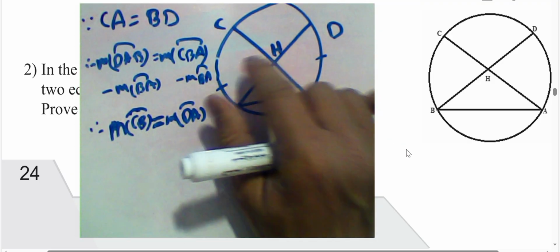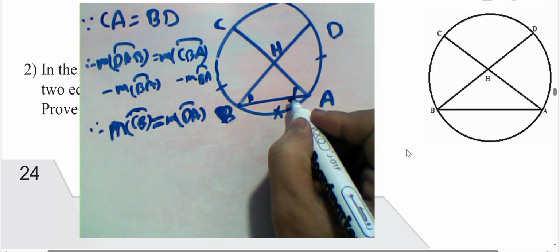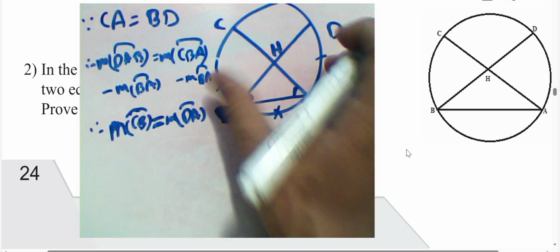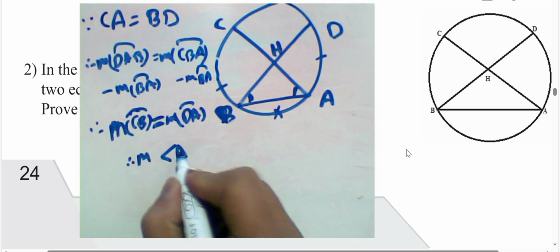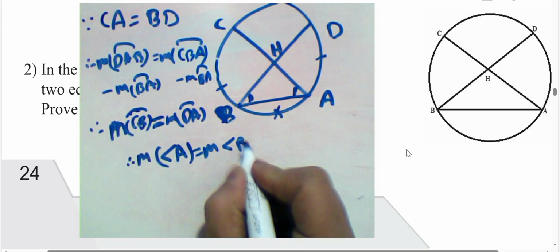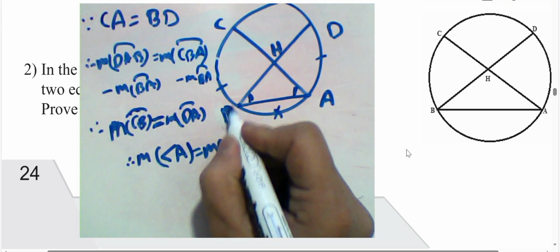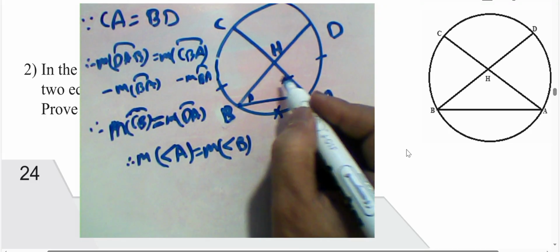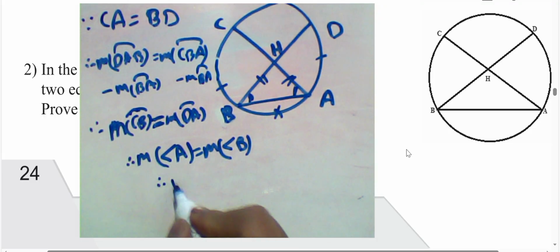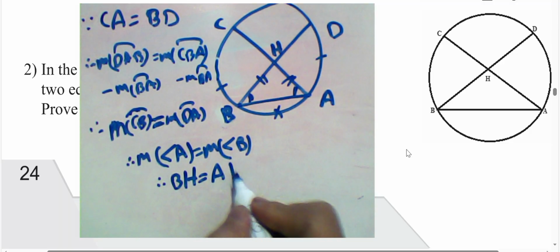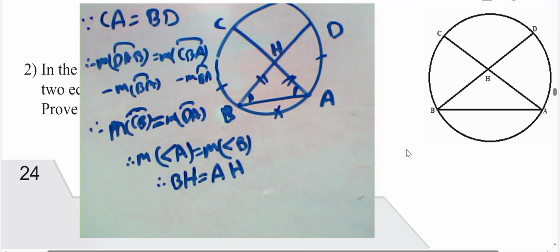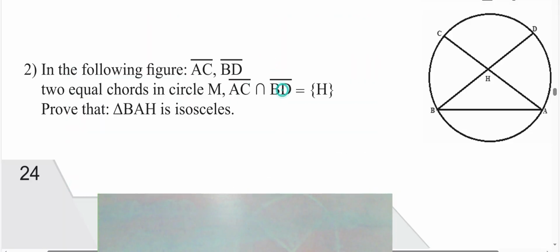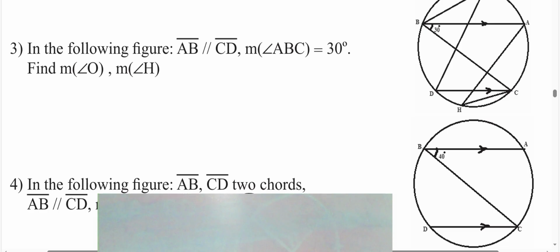Okay. If two arcs are equivalent, then the measures of the two angles in the base are equivalent. So this angle is inscribed at the arc, and this angle also is inscribed at the arc. They are equivalent. And then the measure of angle A equals the measure of angle B. So if two base angles are equivalent, it means two sides are equivalent. Then BH equals AH. Then this triangle will be an isosceles triangle. We have two angles equivalent in the lengths. Next question.